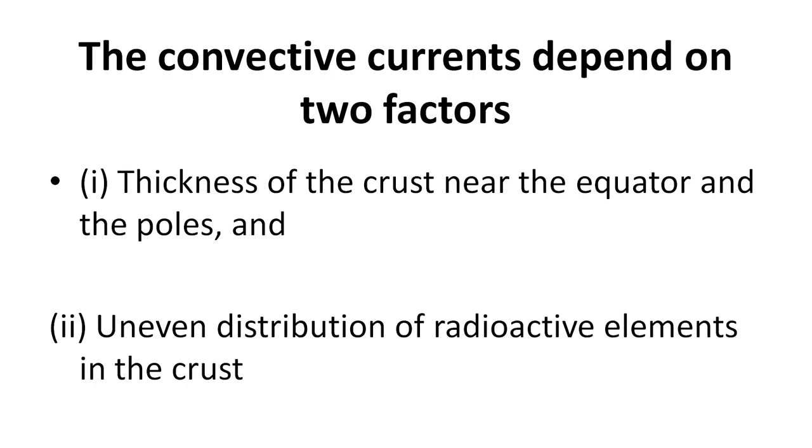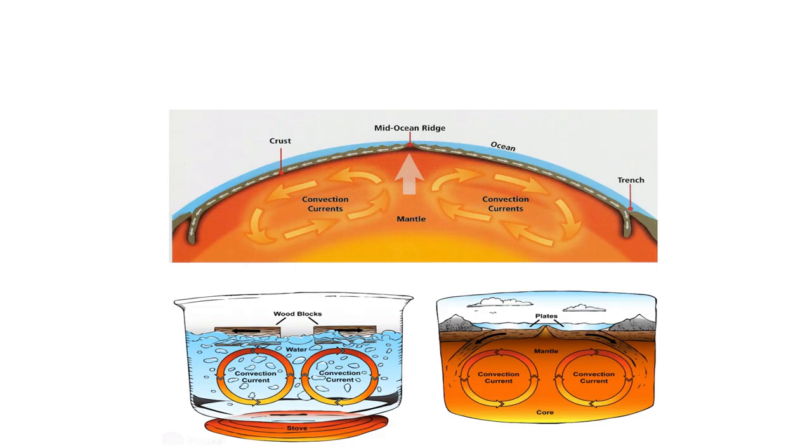Convectional currents are more powerful below the continental crust as compared to below the ocean crust, because radioactive elements are much more concentrated below the continental crust than ocean crust. This picture clearly explains Arthur Holmes' convection current theory. For understanding this theory, we need to know what a convectional current is.